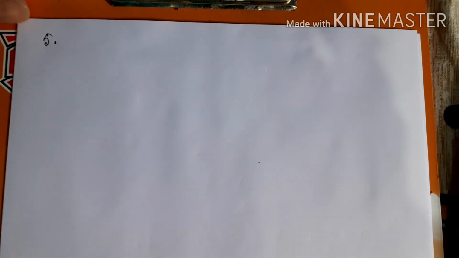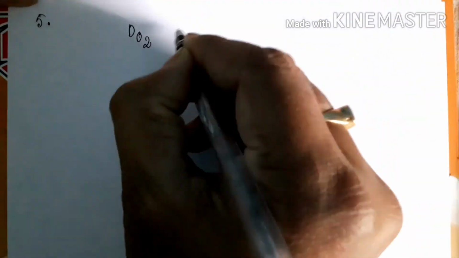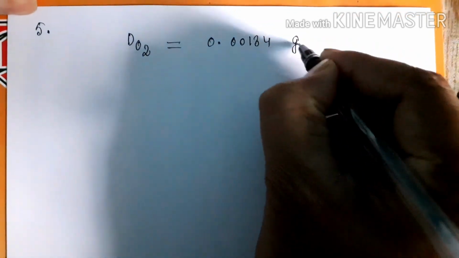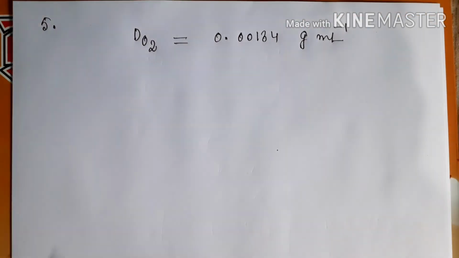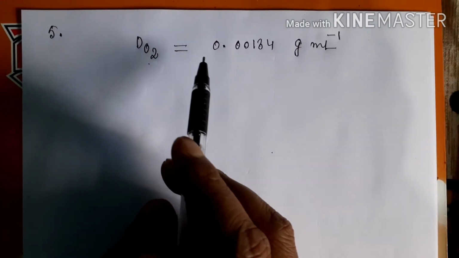Now come to question number 5. It is given that under certain conditions oxygen gas O2 has a certain density. Find the volume occupied by 250.0 gram of oxygen under the same condition. Two data are given, the third one we have to calculate. The density of oxygen gas is already given, that is 0.00134 gram milliliter to the power minus 1. I have written DO2 because it is the density of oxygen. O2 is the formula of oxygen.